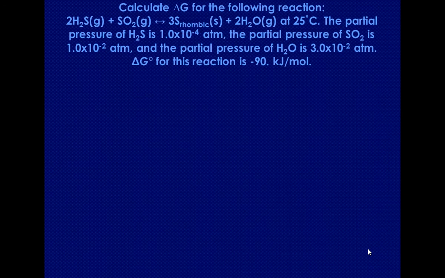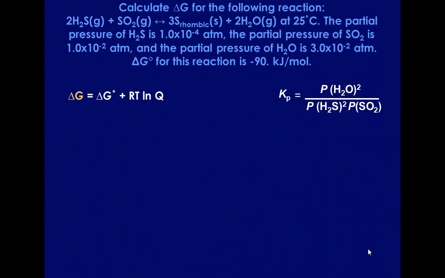So if I wanted to calculate delta G for this reaction between hydrogen sulfide and sulfur dioxide to make sulfur rhombic and water vapor, I'm given partial pressures for the three gases. Remember, the solid would not be included in your equilibrium expression. And I'm not making you calculate delta G standard this time. I'm telling you that for this particular reaction, the delta G standard is negative 90 kilojoules per mole. I should be able to use that equation we just talked about to calculate what the free energy change should be for this particular mixture.